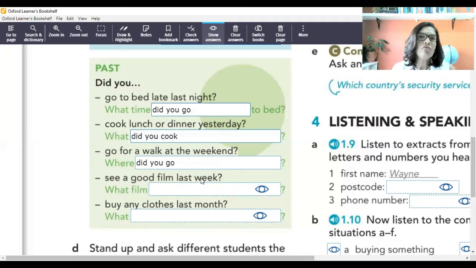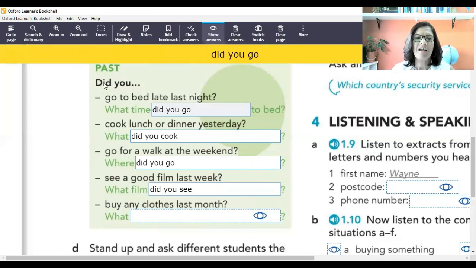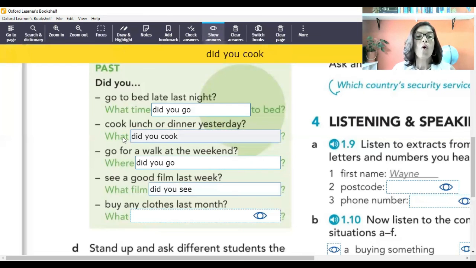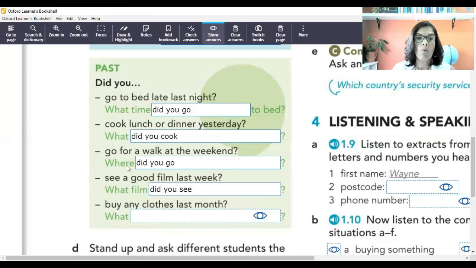Did you see a good film last week? What film did you see? Yeah. So we start with a yes or no question, and then we move on to an information question, right? Did you? What time? Did you? What? Did you? Where? Did you see? What film? Okay? And last one.